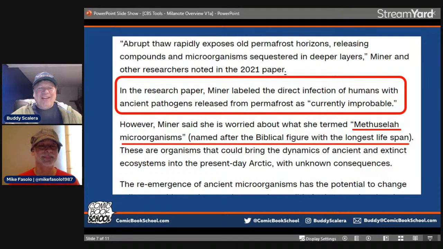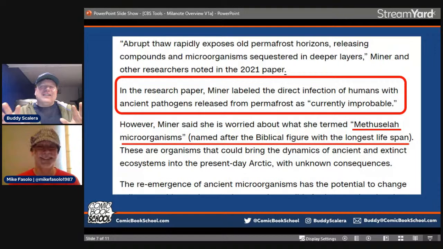It's like a zombie virus. Yeah, this ancient pathogen is currently improbable. But then she goes and does the Hollywood cinematic thing of this currently improbable virus and names it the Methuselah microorganism, named after the biblical figure with the longest lifespan in the Bible. Mike, that's the title of the movie, Methuselah. Methuselah, right? Microorganism?